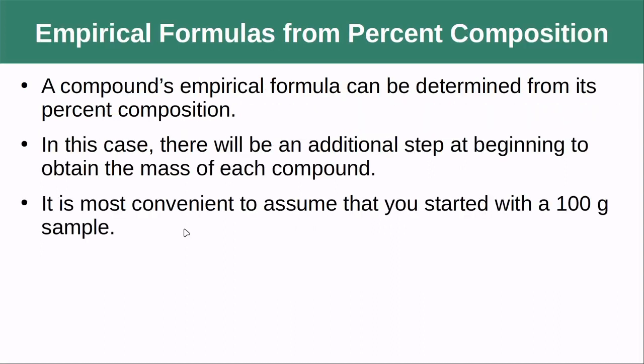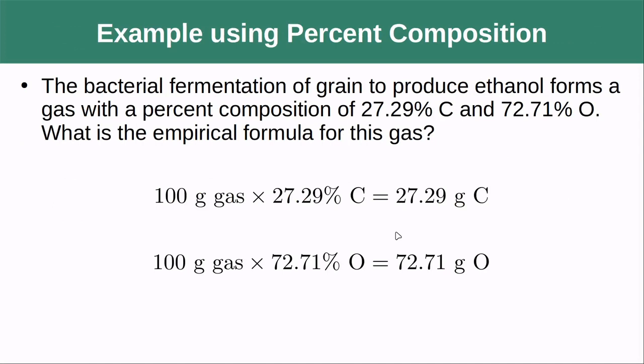So we've now seen two examples where we can calculate the empirical formula given mass data, but as I alluded to before, we can also calculate the empirical formula from the percent composition. All that's really going to happen in this case is we're going to have a little additional step at the beginning, where we need to obtain the mass of each element, and then we're going to start with data that looks very similar to those other examples. The most convenient way to do this is to assume that you started with 100 grams of sample, and I'll show you how that works out.